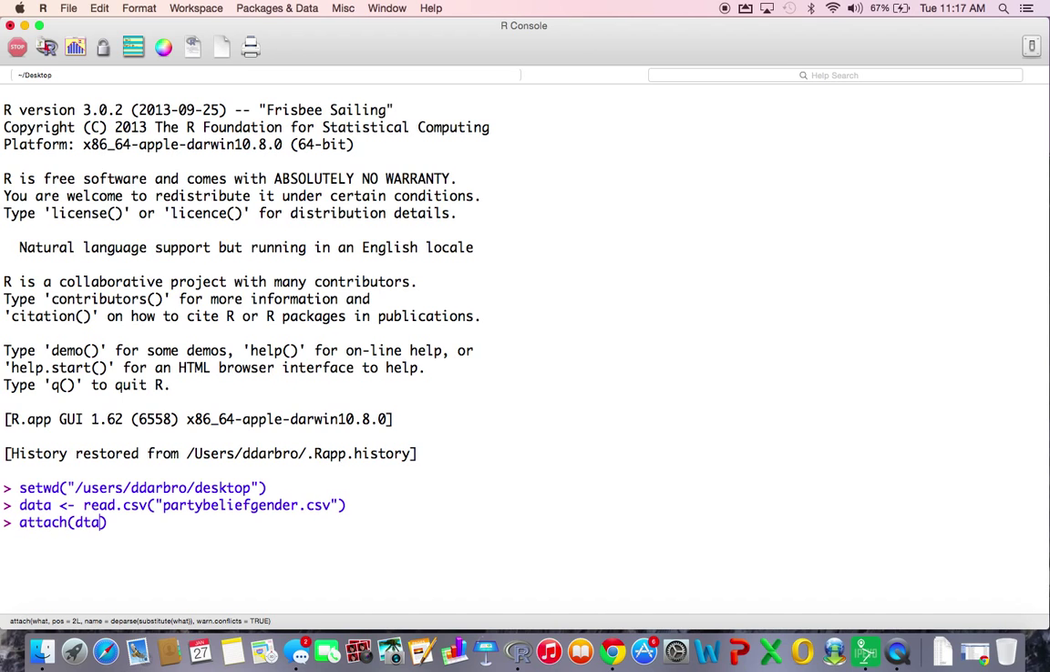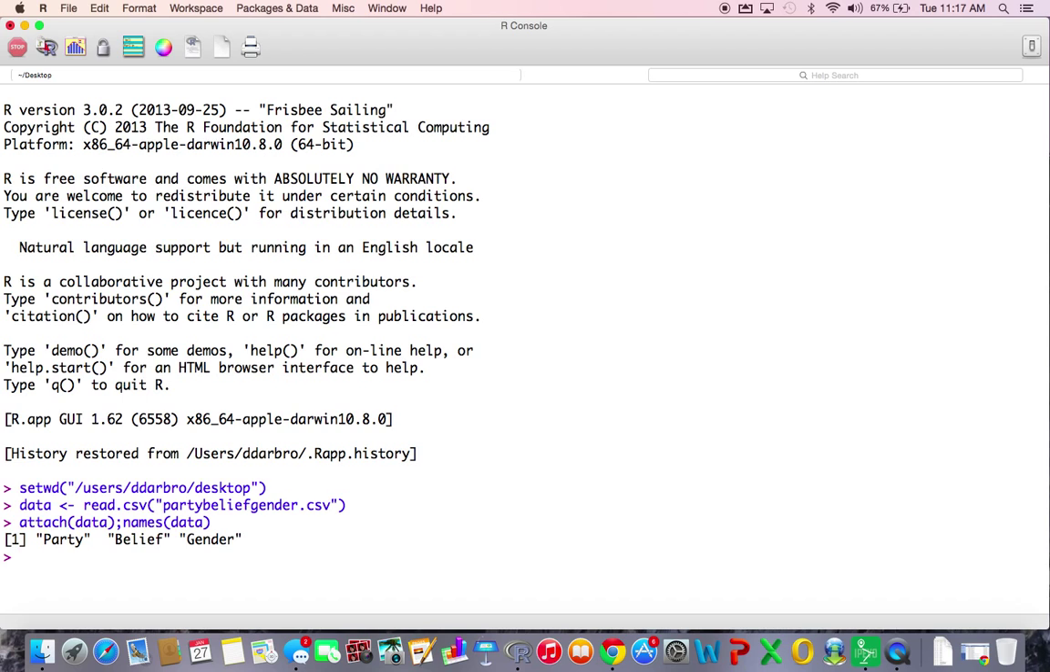And of course we need to attach it. I want to go ahead and look at the names of the variables. I'm pretty sure that I capitalized everything. Yeah, I did. So we're going to have to refer to this as capital P Party and so on and so forth.